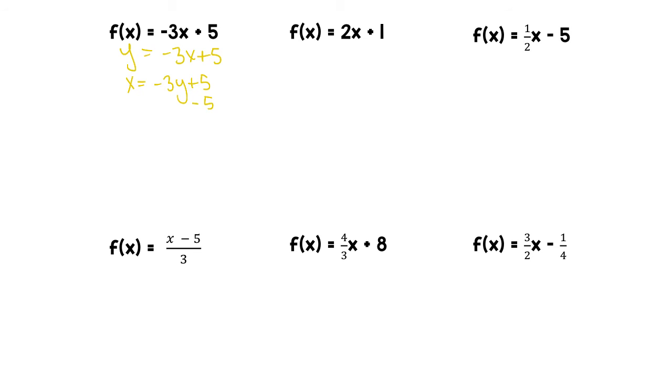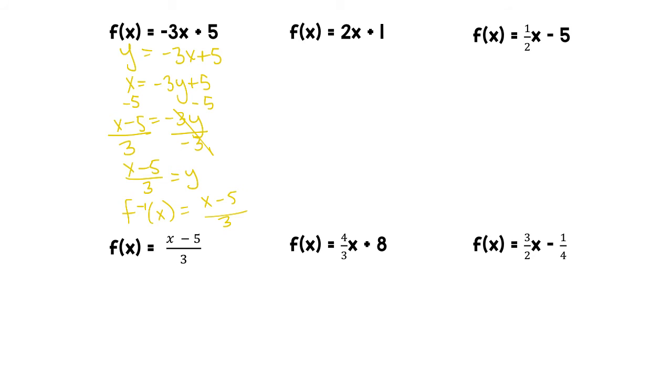So subtract 5. x minus 5 equals -3y. Divide both sides by -3. Those cancel. And we get (x minus 5) over 3 equals y. Last step, take out y and put f inverse of x. And that equals (x minus 5) over 3.